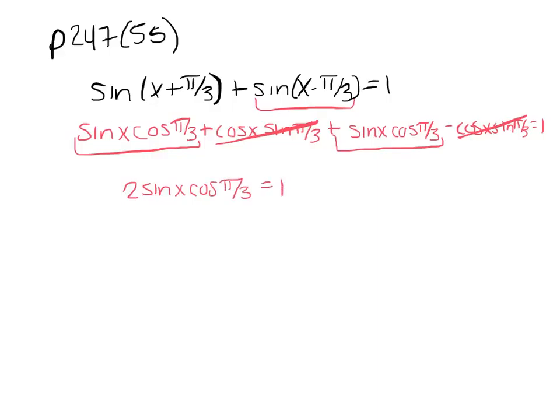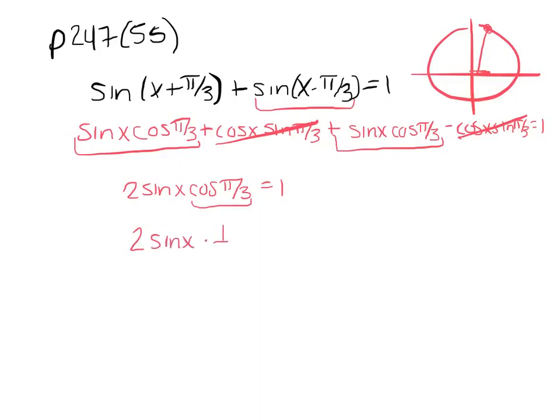And then cosine of pi over 3, I can actually figure out what that is using the unit circle. Pi over 3 is right here. X is the cosine value, and it's the short one. So I've got 2 times the sine of x times 1/2 equals 1. And then my 2's are going to cancel out. So now I just have that sine of x equals 1. And sine equals 1 up here at 90 degrees, or in this case we're in radians, so x equals pi over 2.